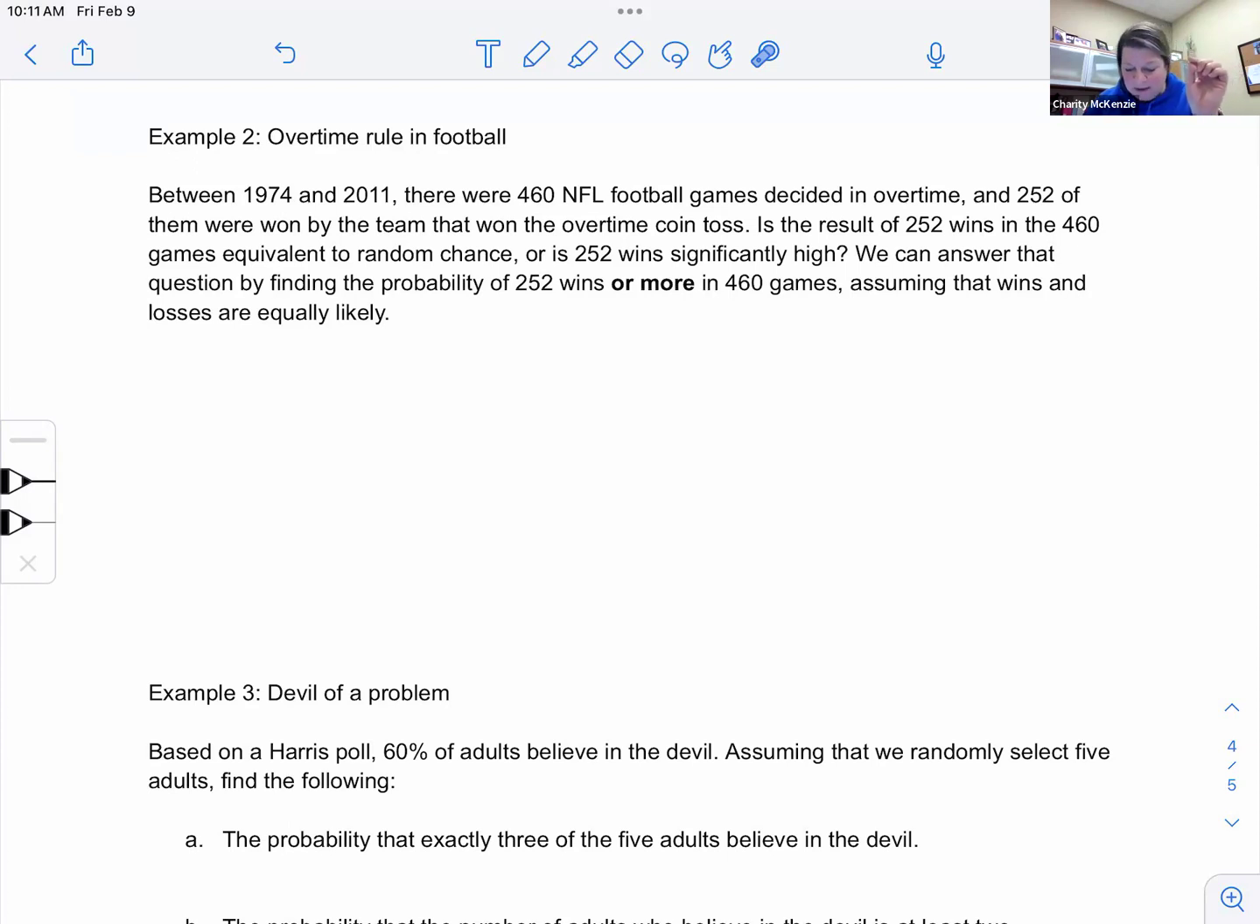So really, we're asking, are you more likely to win if you actually won the coin toss in overtime, based on these results? So I'm going to do a split screen.